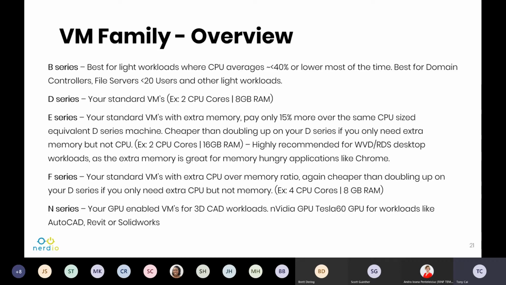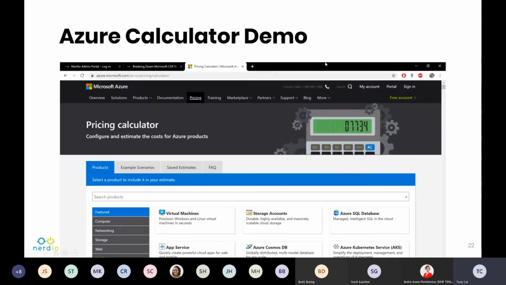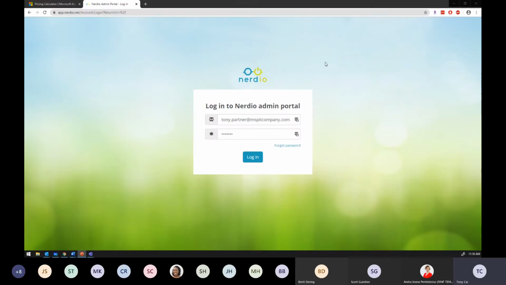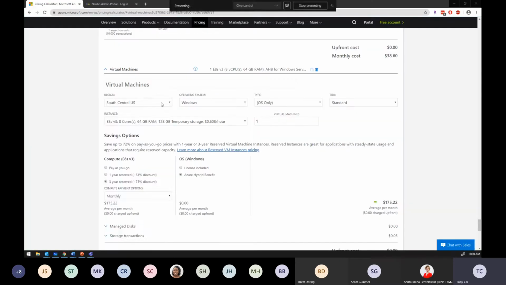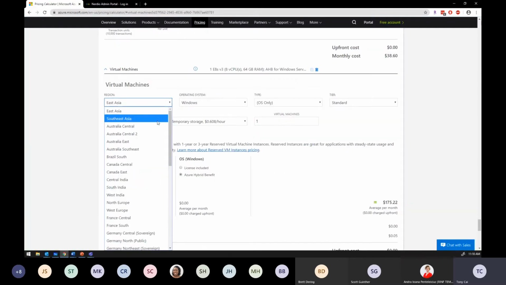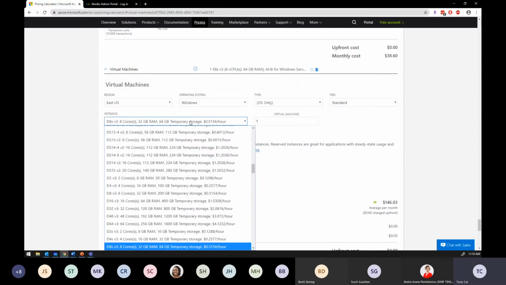So I'm actually going to spend 5 minutes in the actual Azure calculator before we use the Nerdio calculator, and just explain the concept of a reserved instance and Azure Hybrid Use for you guys. All right, so I'm going to go to the Azure calculator, and we're going to select a region. We'll pick US East. And we'll look at a D8s v3 machine, right?